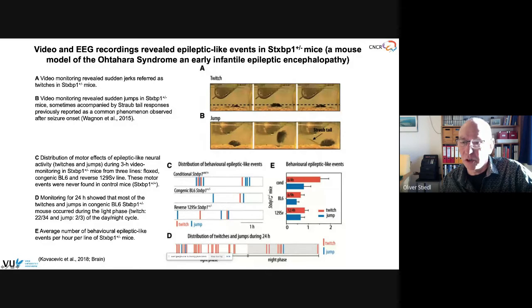And we clearly can show that the number of events depends on the genetic background, because we previously found that in the classical way of breeding, on a C57BL/6 background, they don't show the severity that we see on the 129 SV background or other conditional knockouts. And that is indicated here. So we have twitches and jumps, and the frequency is the highest in the conditional one, but it's also higher in the SV background. So this plays a major role.